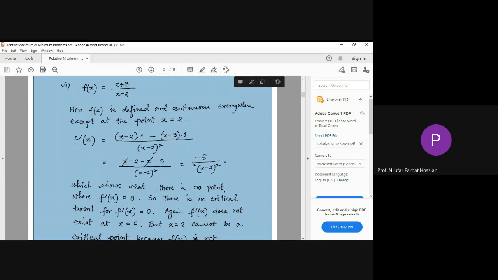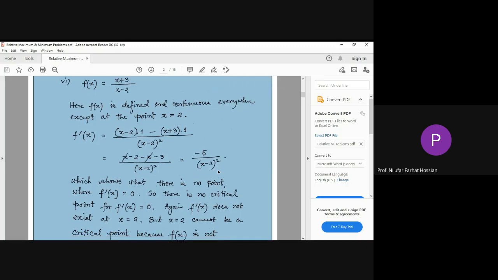Now let us see where this function's derivative is undefined. The derivative does not exist when x equal to 2. But please tell me, can this x equal to 2 be a critical point? No. Why? Because f(x) is not continuous there. Yes, very good. Since the original function is not continuous at x equal to 2, the point x equal to 2 cannot be a critical point. For a point to be critical, the original function must be continuous.